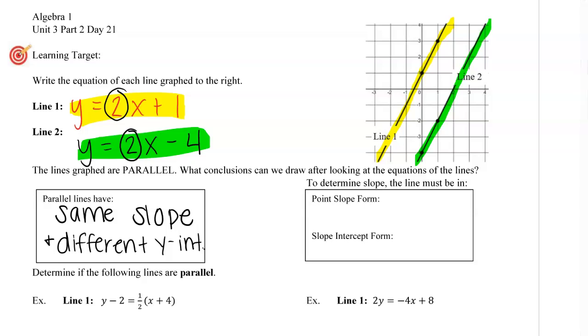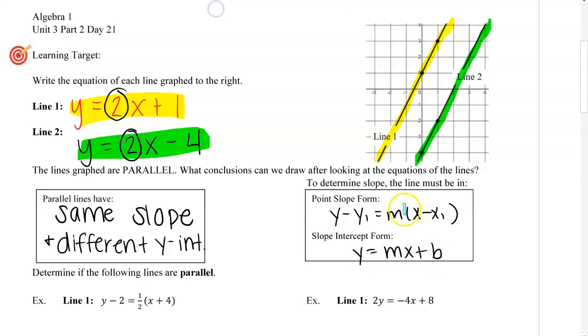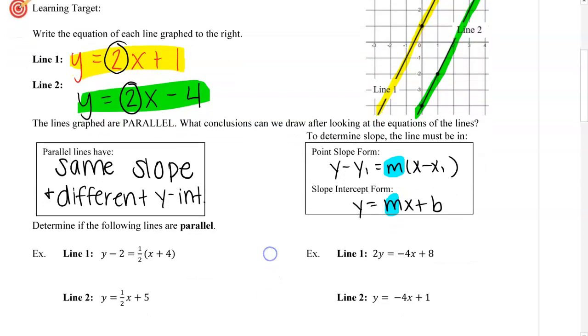In order to determine the slope of the line, we have to see that the line is in point slope form, which we learned earlier in our unit, or in slope-intercept form, y equals mx plus b. The reason for this is we want to be able to clearly determine what the slope of the line is in order to determine if the two slopes are in fact the same, making the lines parallel.